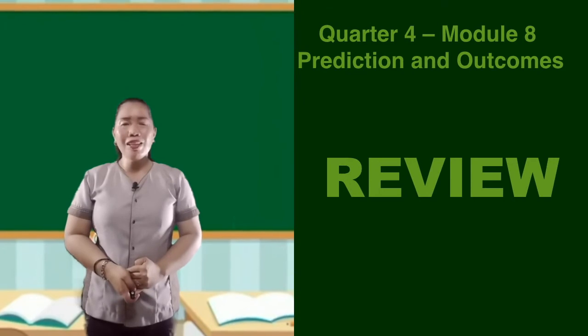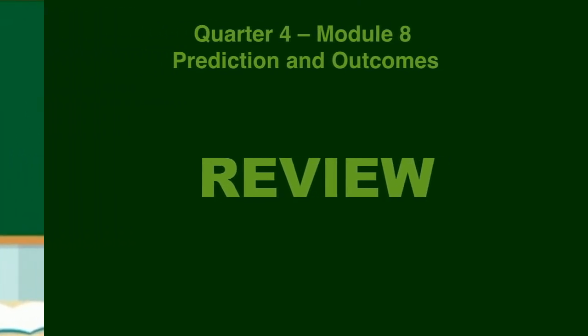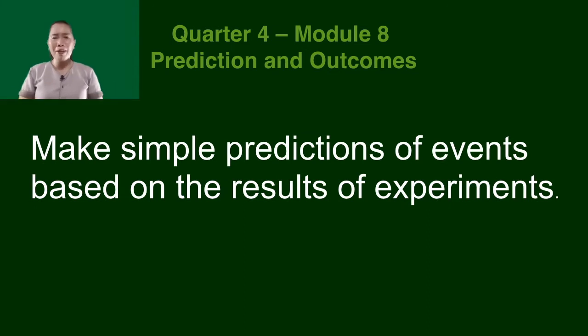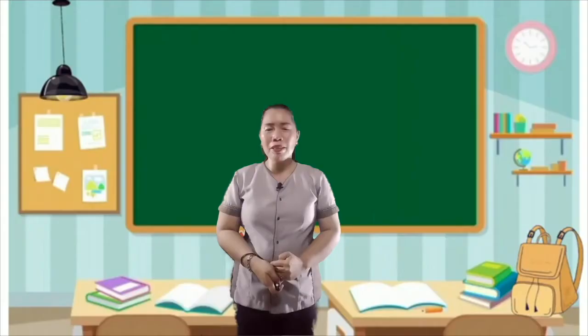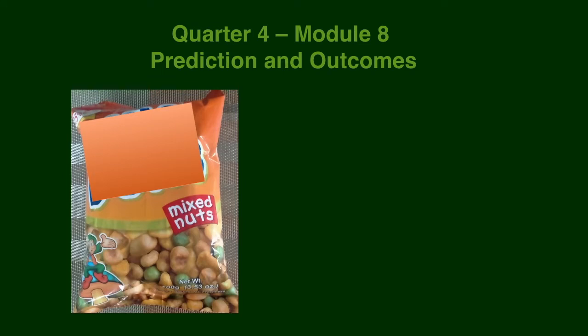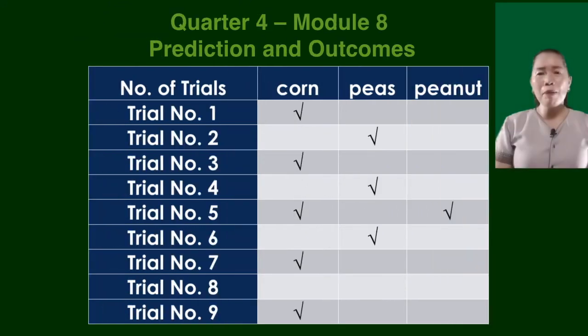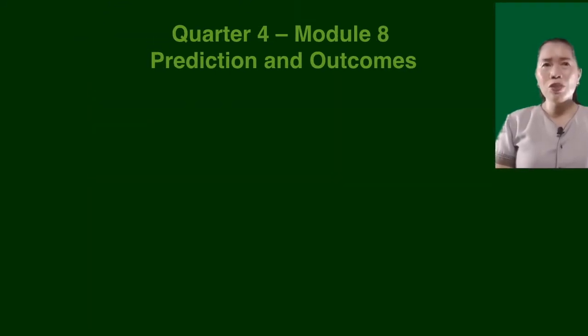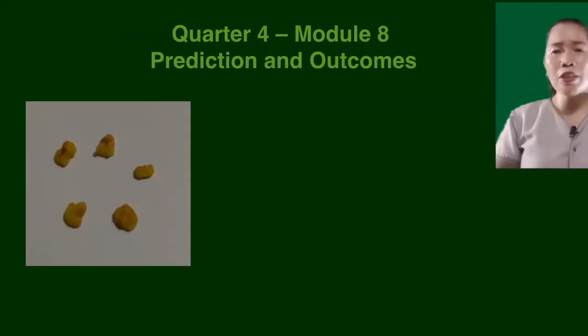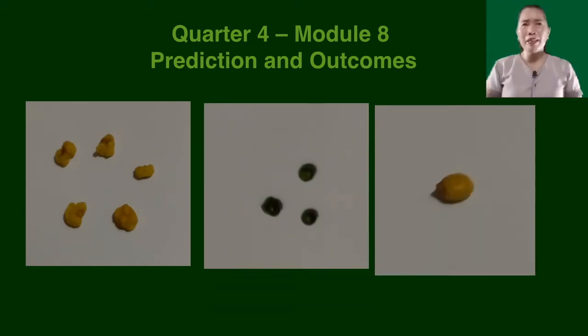Before going to our new lesson today, let's have a review of our previous lesson about making simple prediction of events based on the results of experiment. Look at this one. I think you are familiar with it. Right, this is a pack of mixed nuts with corn chips, green peas, and peanuts. I will pick some of it from this pack, and let's try to find out how many corns, peas, and peanut will be picked from the pack with the 9 trials.